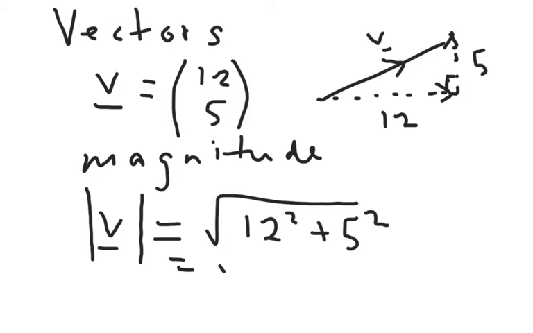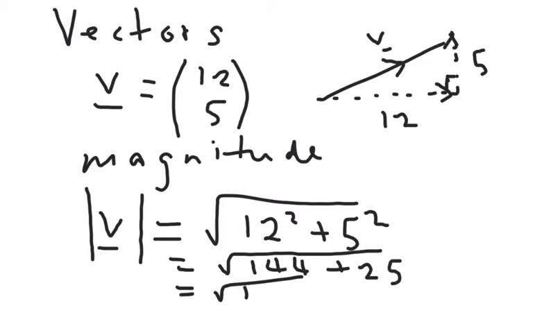12 squared is 144 and 5 squared is 25. So adding these up, we have the square root of 169, which is equal to 13. Magnitude of v is equal to 13 using Pythagoras' theorem.